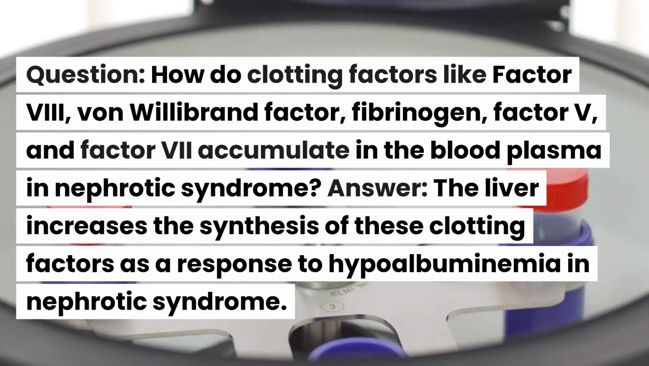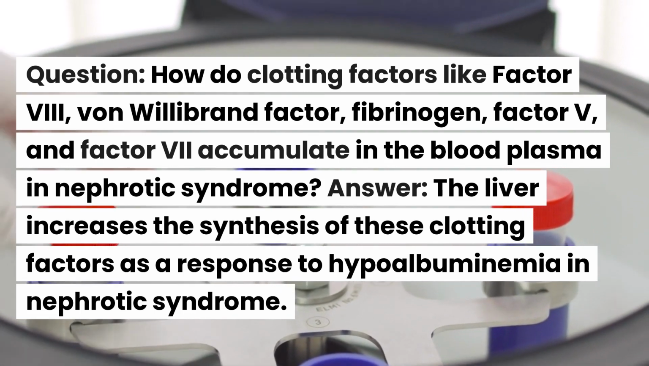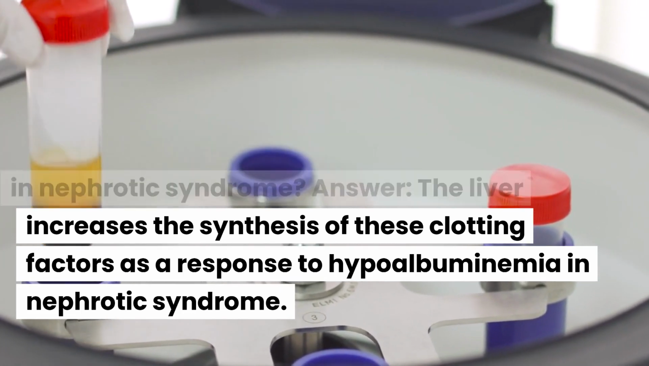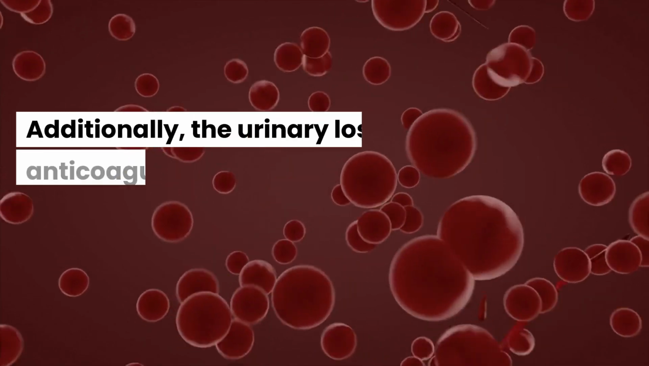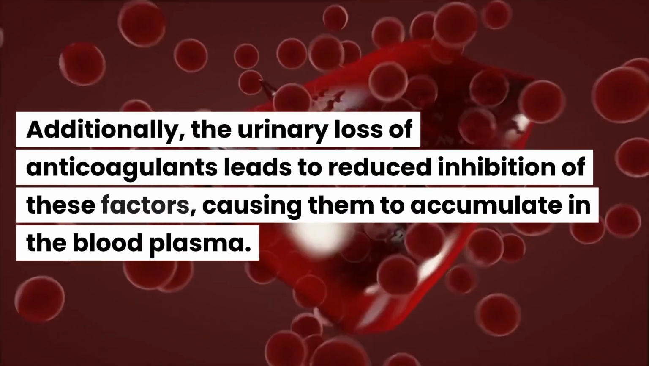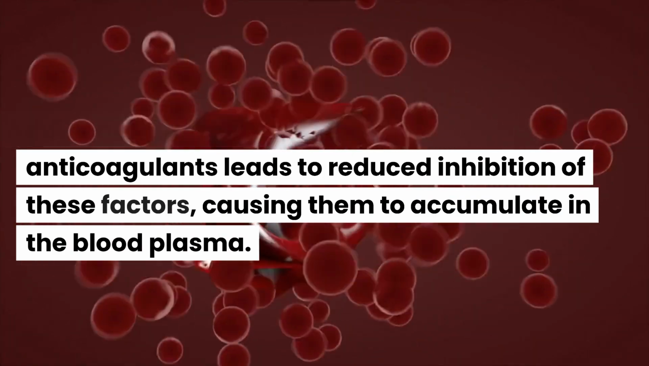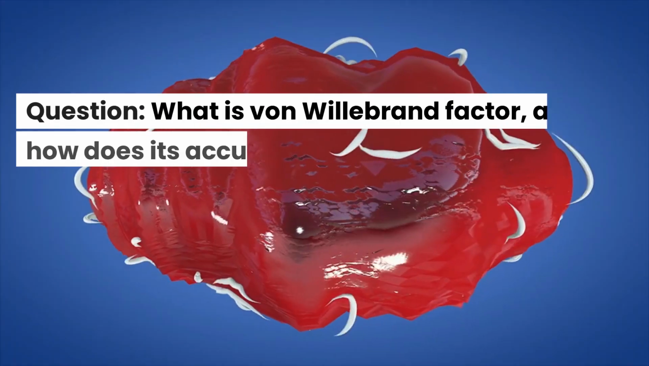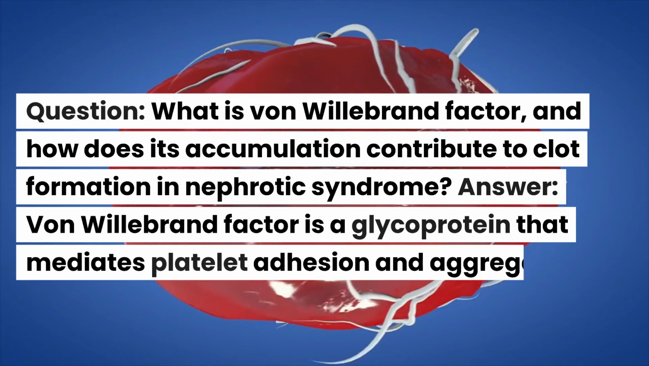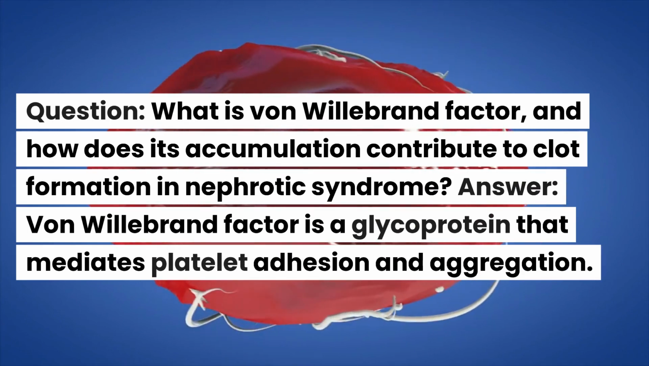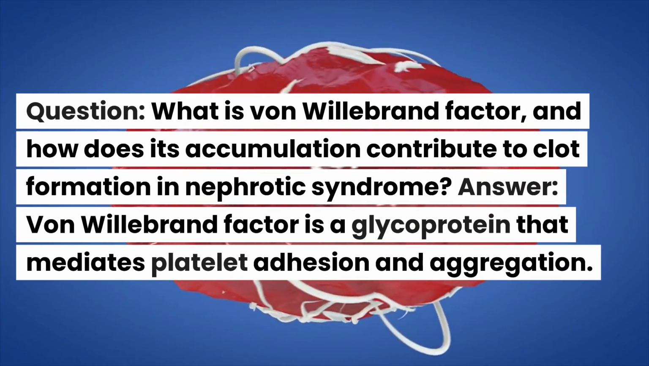Answer: the liver increases the synthesis of these clotting factors as a response to hypoalbuminemia in nephrotic syndrome. Additionally, the urinary loss of anticoagulants leads to reduced inhibition of these factors, causing them to accumulate in the blood plasma. Question: what is von Willebrand factor, and how does its accumulation contribute to clot formation in nephrotic syndrome?